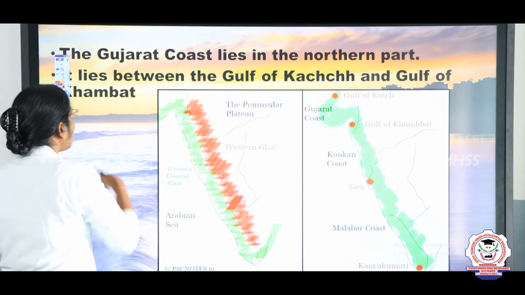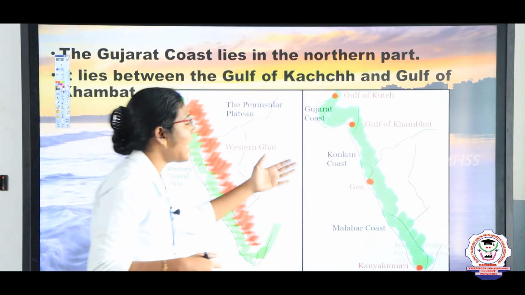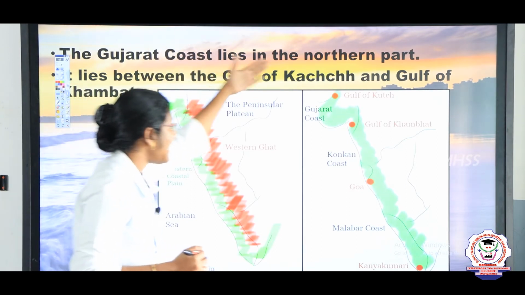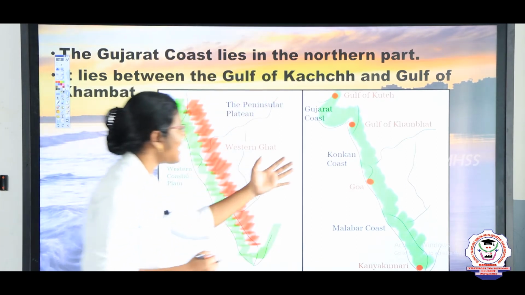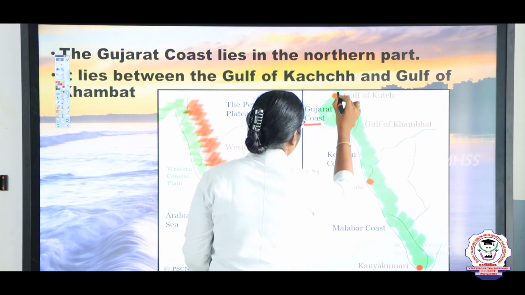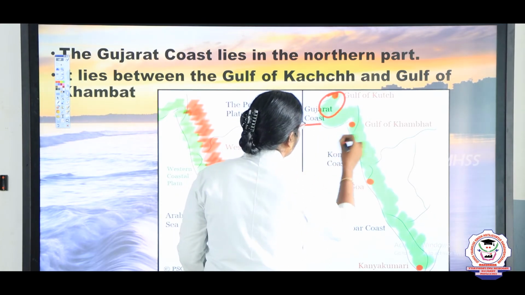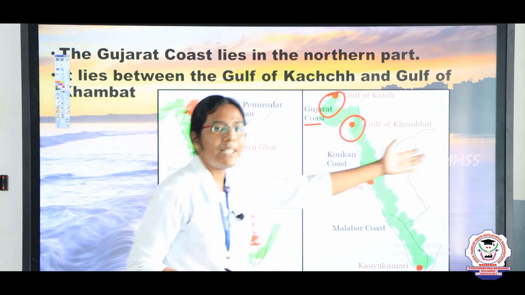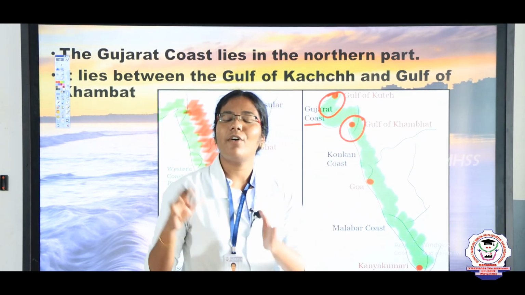The Gujarat coast lies in the northern part. It lies between the Gulf of Kutch to the Gulf of Kambat. The Gulf of Kambat is also named the Gulf of Cambay.